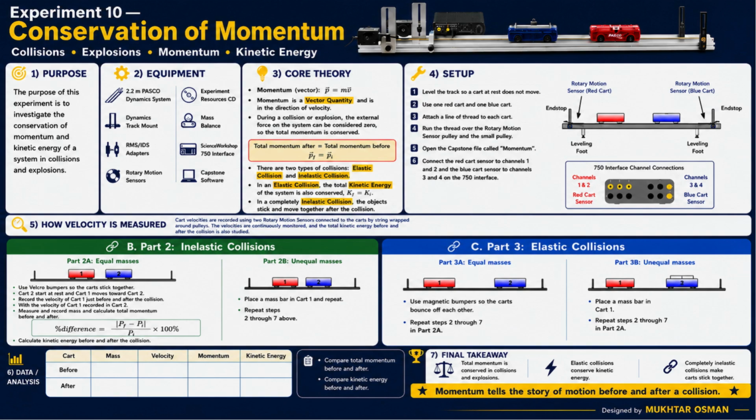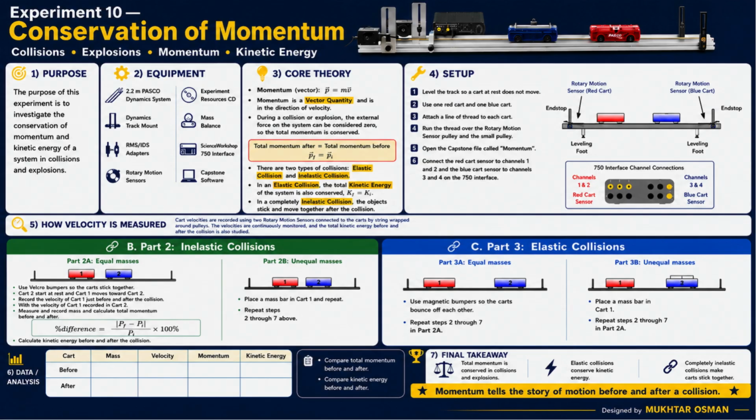8. Data and analysis. Data table columns: 1. Cart. 2. Mass. 3. Velocity. 4. Momentum. 5. Kinetic energy. Rows: 1. Before. 2. After. Analysis instructions. 1. Compare total momentum before and after. 2. Compare kinetic energy before and after.